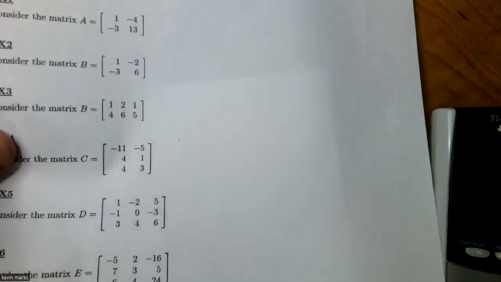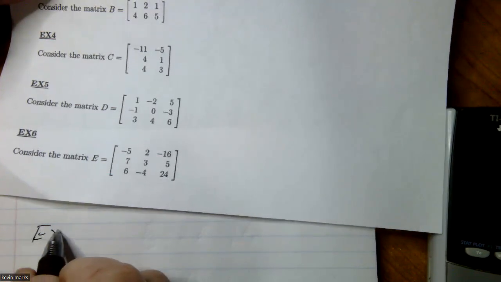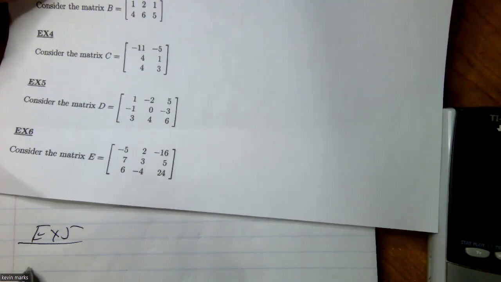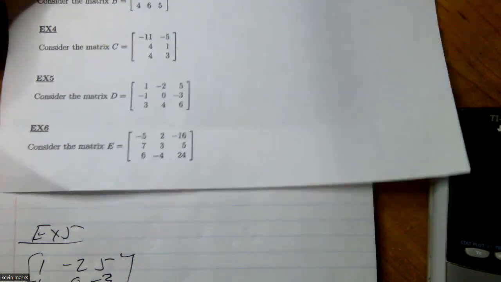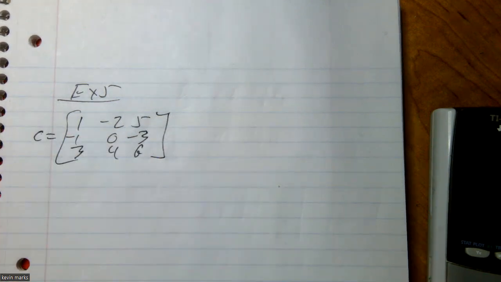Nothing new here, but let's look at a bigger one just so we can see some of the different examples. So example 5, right? 1, -2, 5, -1, 0, -3, 3, 4, 6. It turns out you can find the determinant of larger matrices, and then you can use that determinant to determine if it's invertible or not. We have not talked about that yet. That's later. That's chapter 3, so we'll see that very soon.